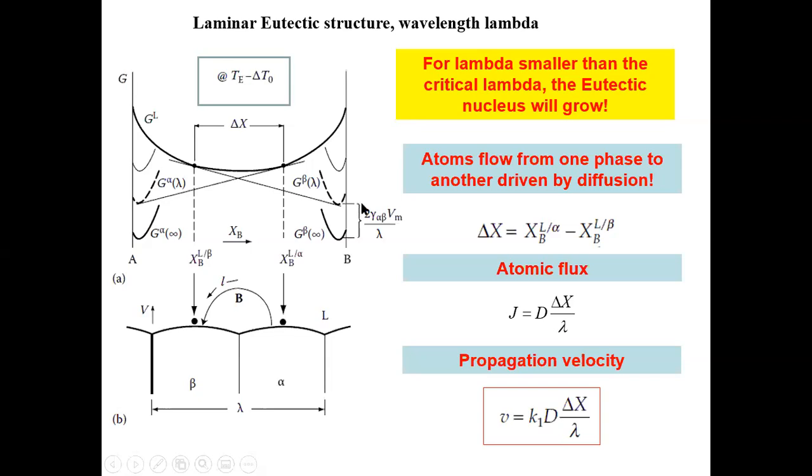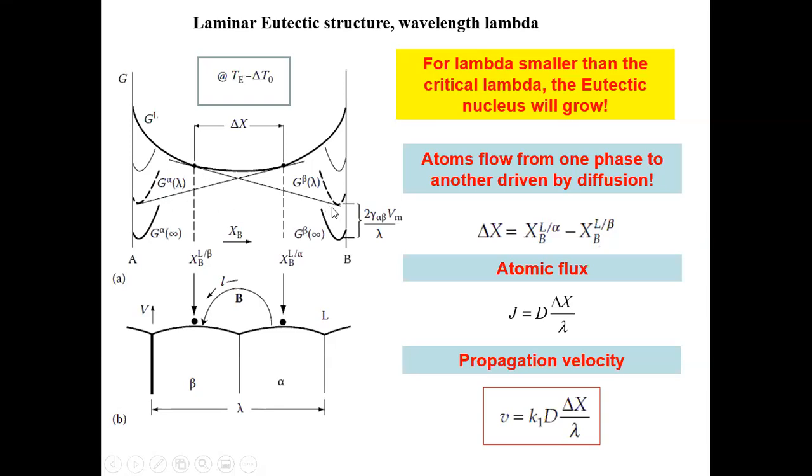But one phase is A-rich and the other is B-rich, so they're moving in opposite directions. No, the fluxes are moving in opposite directions, but we're looking at the growth velocity, right? So now if you're looking at the B atom, this tells you how quickly this beta phase is going to move in this particular case, because it takes B atoms.